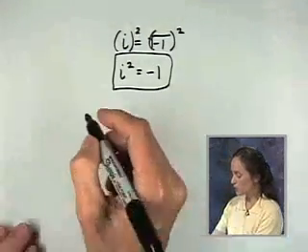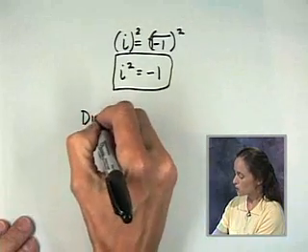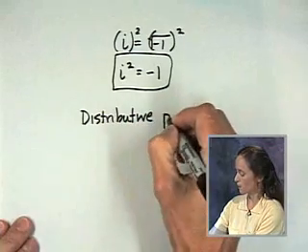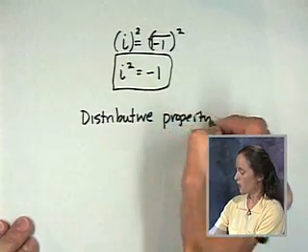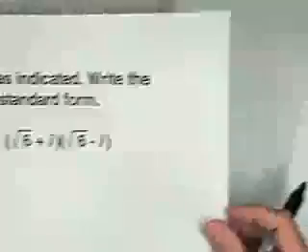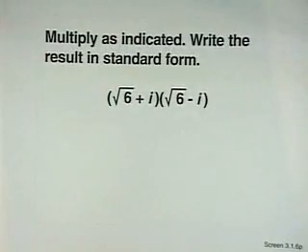As far as a procedure, use the distributive property to multiply. Keep these two things in mind as we work the following example. Here's what we're going to do. We want to multiply, and we want to write the result in standard form.